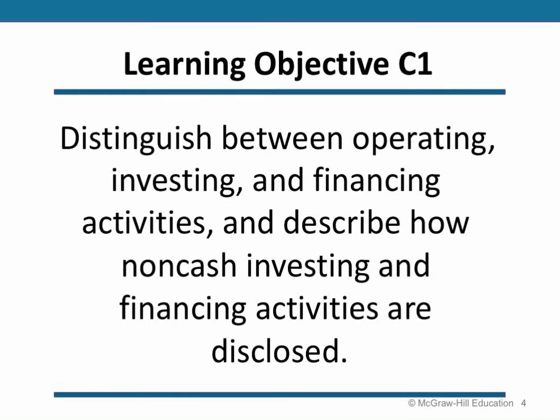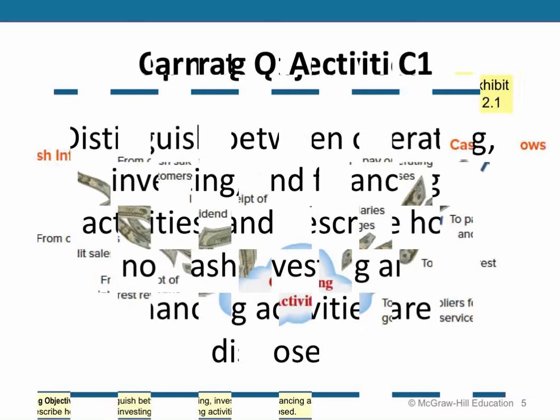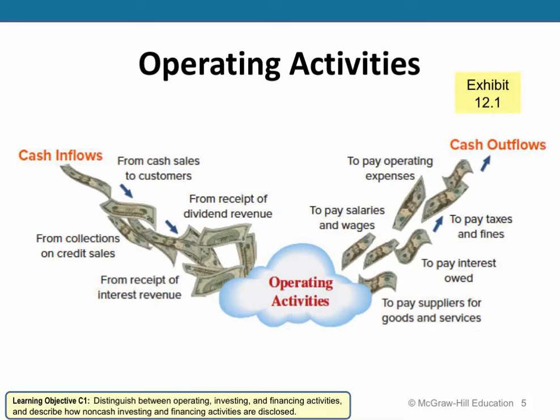When we're taking a look at the statement of cash flows, we're going to separate these into three distinguished activities: operating, investing, and financing. Now, operating activities are going to be from the day-to-day operations of the enterprise, such as taking in cash from customers and paying operating expenses.